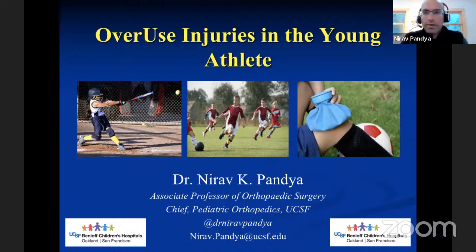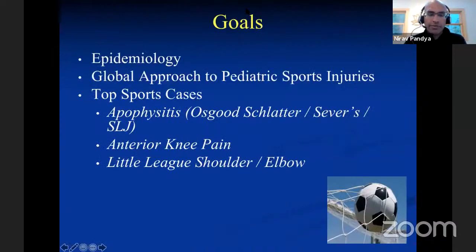Today I'll be talking about overuse injuries in the young athlete, which is a problem that we see very frequently. The goals of this talk will be the following. Number one, we'll talk about epidemiology of sports injuries, which will help us understand a little bit more where a lot of these injuries are coming from. Then we'll give a general global approach to pediatric sports injuries, pretty much concentrating on the overuse variety of injuries. And then we'll talk about some of these top overuse sports cases.